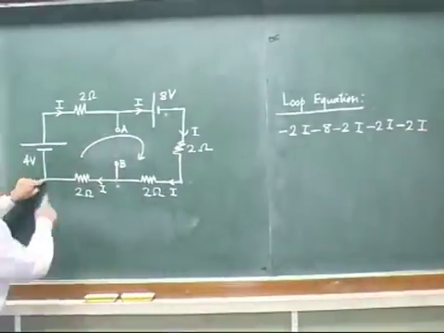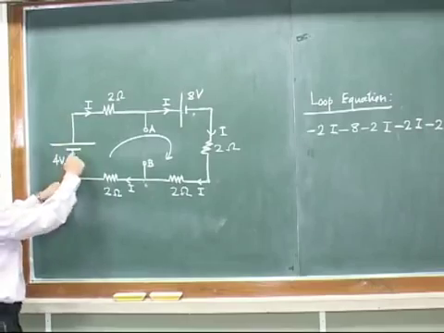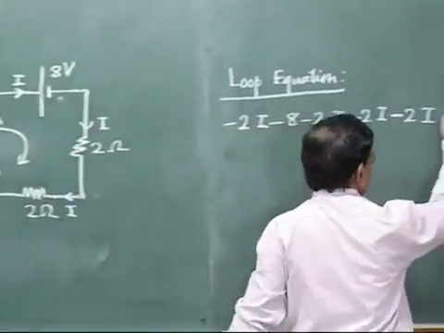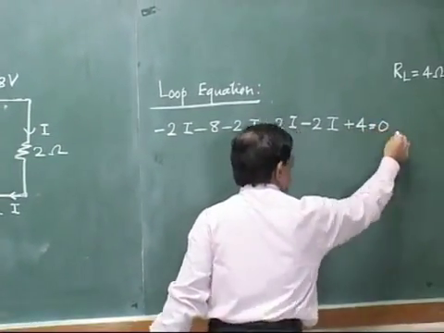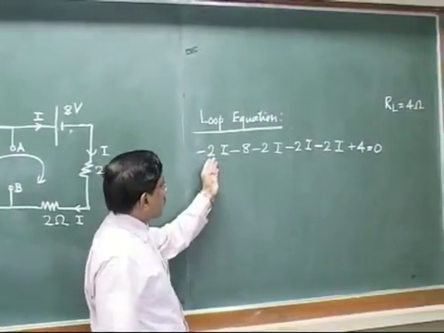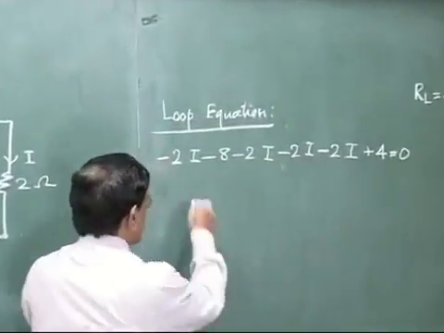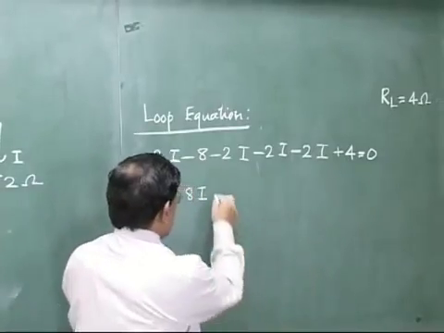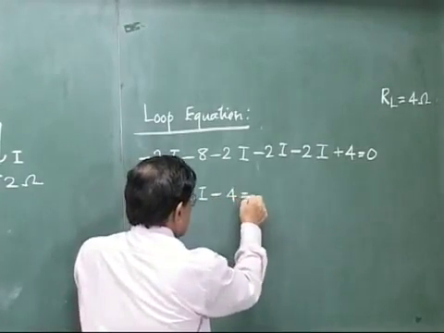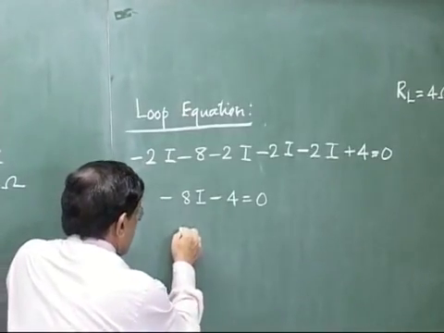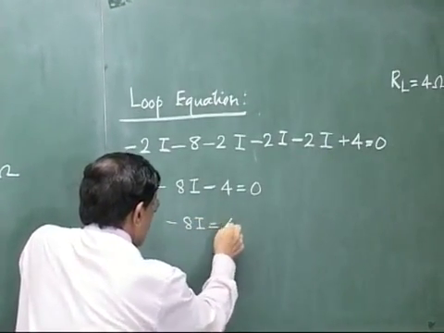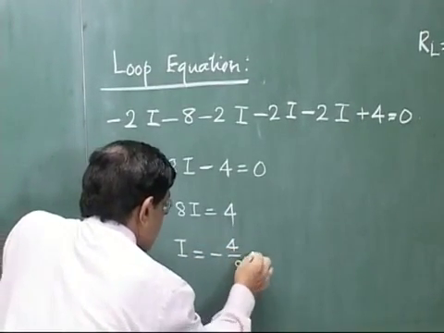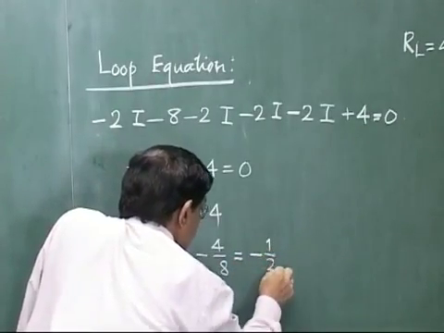And then one more thing remaining from this to starting point. Now you are jumping from negative to positive terminal of the battery, so it will be plus 4, equal to 0. To simplify further, minus 2I, minus 2I, minus 2I and minus 2I, so minus 8I. And the constants are minus 8 and plus 4, so minus 4. This all must be equal to 0. This will give you minus 8I equal to 4, and this will give you I is equal to minus 4 by 8, that is minus 1/2 ampere.